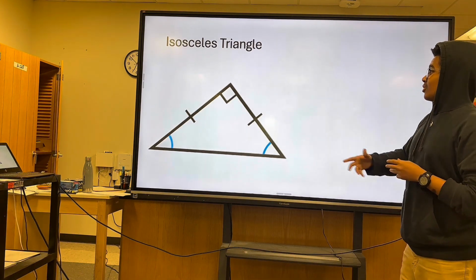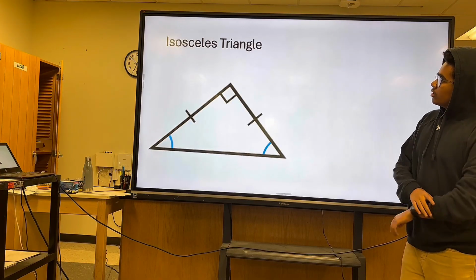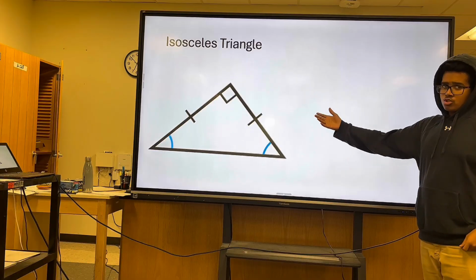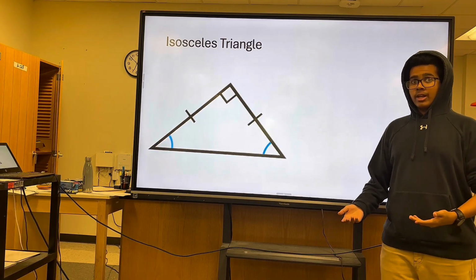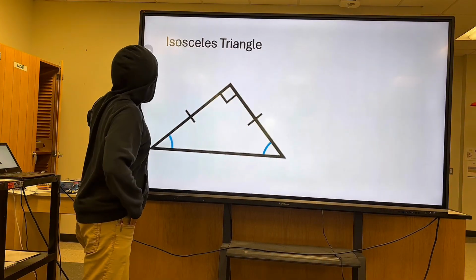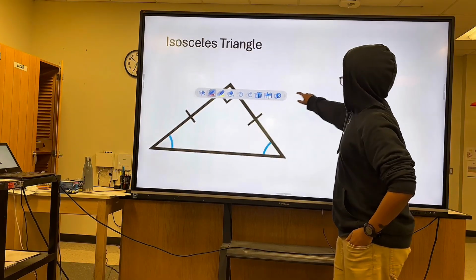Alright. Okay, so now we have the isosceles triangle, and an important thing about the isosceles triangle is we can use it to derive the values of the special right angles, specifically the special right angles found in the first quadrant. So, this is where the derivation comes from.